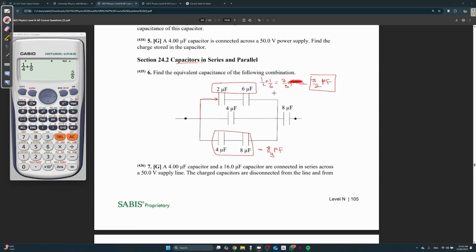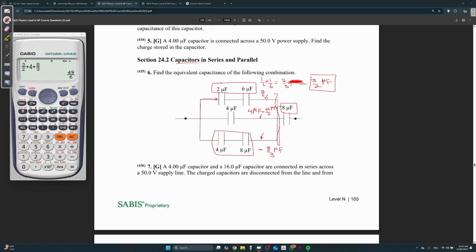So let's take a look. Now we found this branch, and this branch, right? So how do we add them? We have them in parallel, right? You have 3 over 2 over here, 4, and then 8 over 3. How do we add them up? If they're in parallel, we just add them up normally. Remember, if they're in parallel for capacitance, you have to add them up normally. Okay? So over here, you're going to get 49 over 6. So you get 49 over 6 microfarads for everything here.